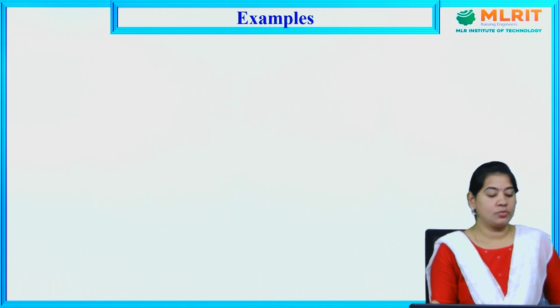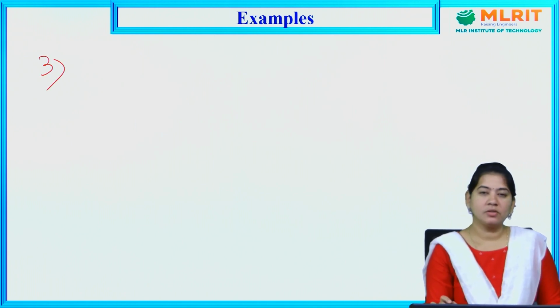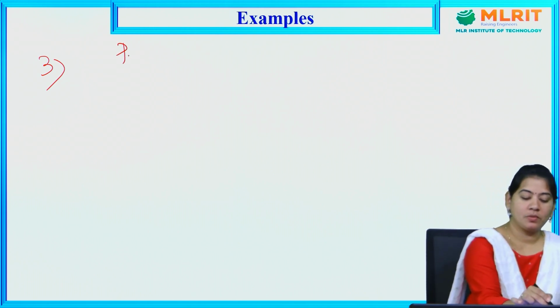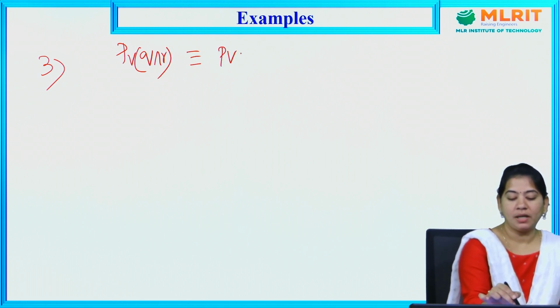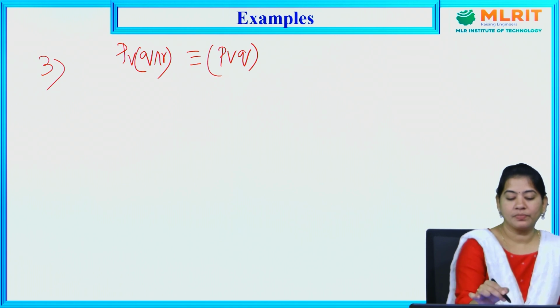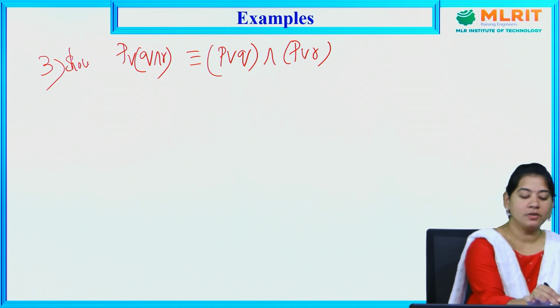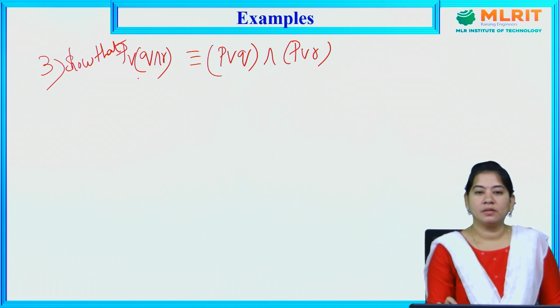So next one. Till now we have seen examples with two variables. So let us solve one problem with three variables also. P or Q and R is equivalent to P or Q and P or R. So the question we can write is, show that P or Q and R is logically equivalent to P or Q and P or R.